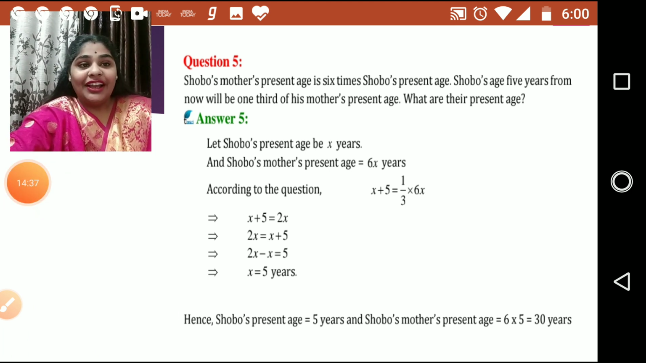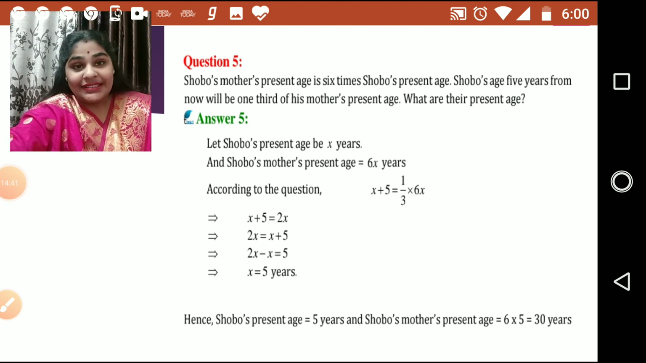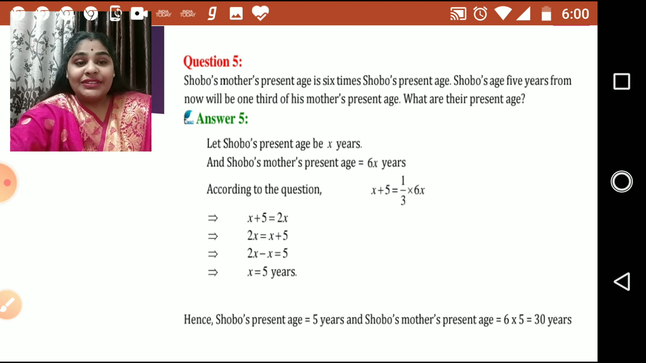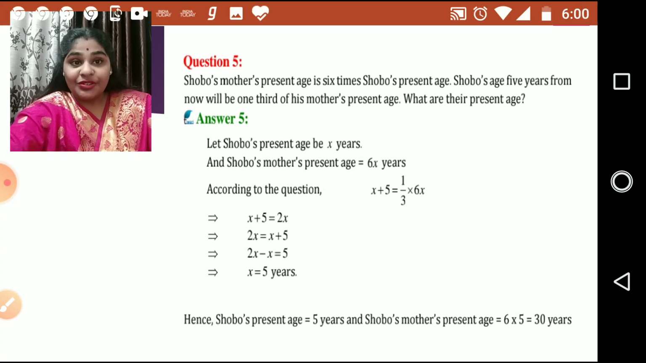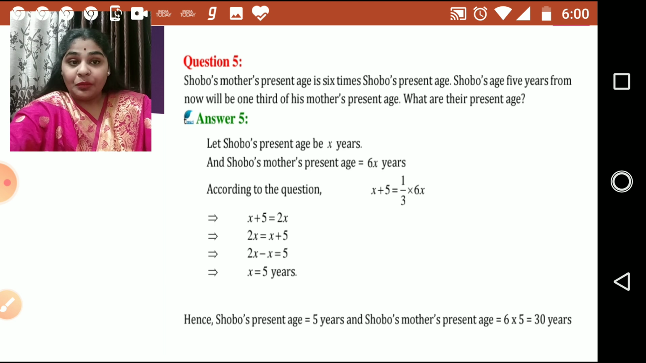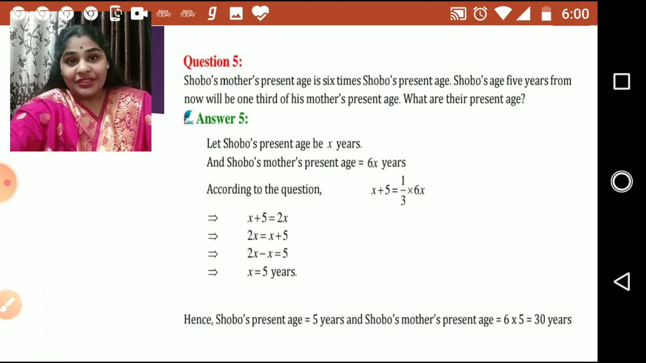So children, I hope you understood. This was the easy sum. Such types of sums we have already studied. So you have to just read the question properly, and stepwise you have to first form the equation, and then easily you can find out the solution.